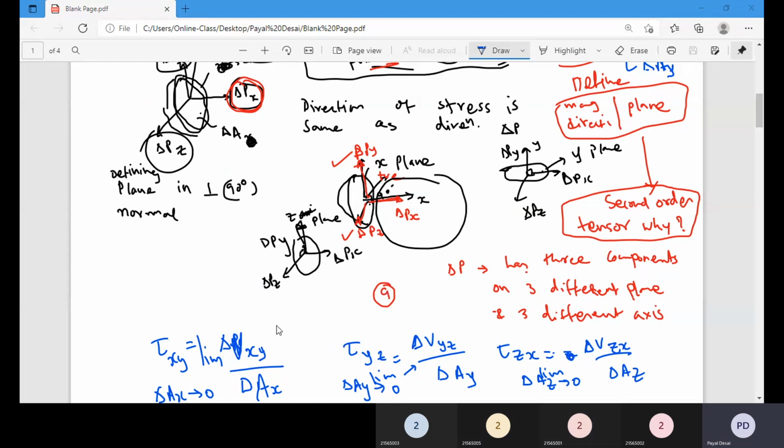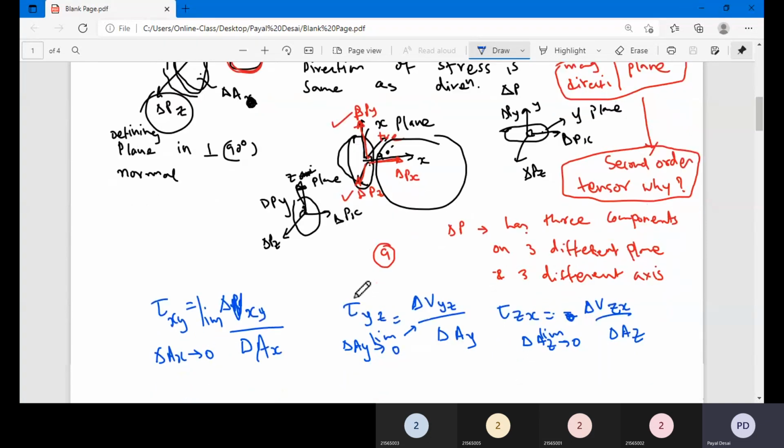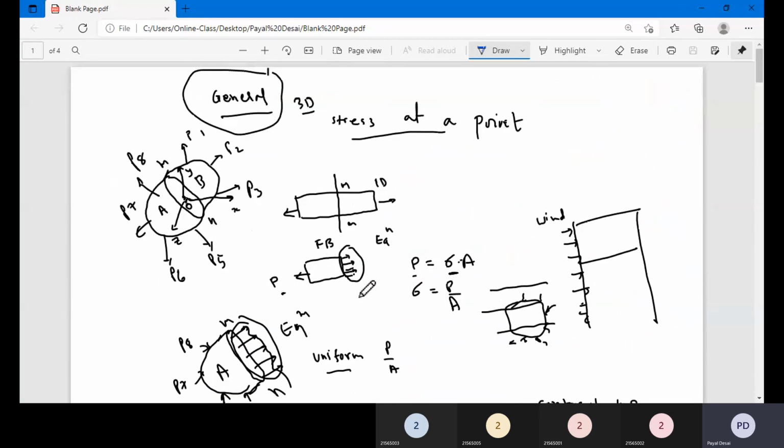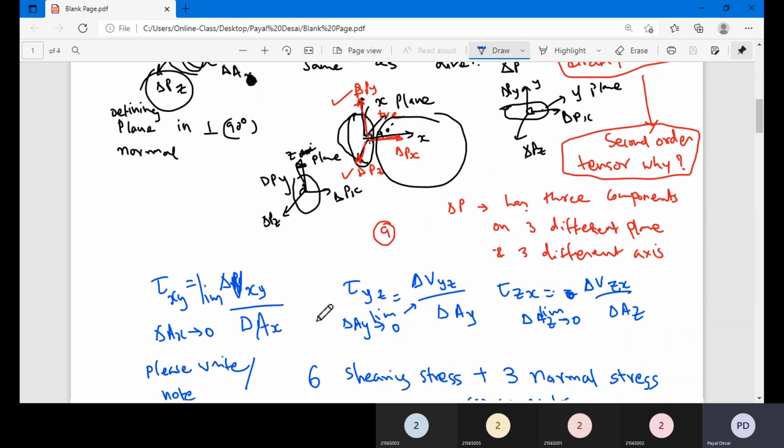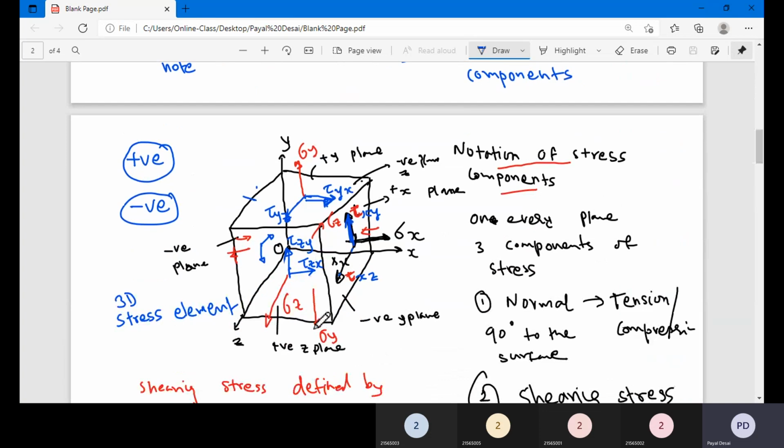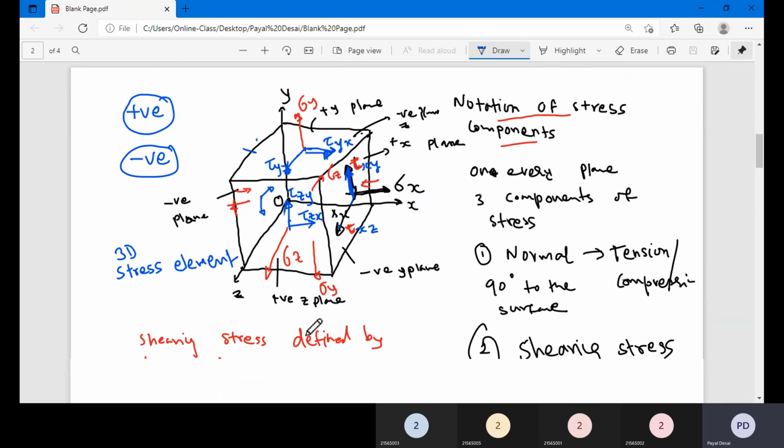Okay, so today I think I will stop here, because we have defined stress at a point. How many stress components? Why is stress called a stress tensor? Because of three things: magnitude, direction, and the plane. And how many components of the stress? And then the notation of the stress, the direction of the stress.